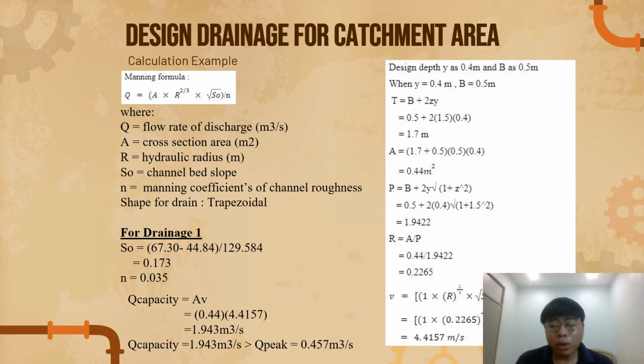Now we move to the design of drainage for the catchment area. So we need the Manning flow Q, so we need the area A and velocity V. From the velocity we need the parameters R and also S0. S0 we get from the layout, as we propose the drainage there, we get the slope. Then we assume the depth y equal to 0.4 and b equal to 0.5. We substitute the values inside to get the T, the length at the water level, the area A, and then the perimeter. From there, area over perimeter, we get the R. With the R we get the V value, then we multiply with the area to get Q capacity equal to 1.943 meter cube per second, which is larger than Q peak as just now, so it is able to cater the peak flow.